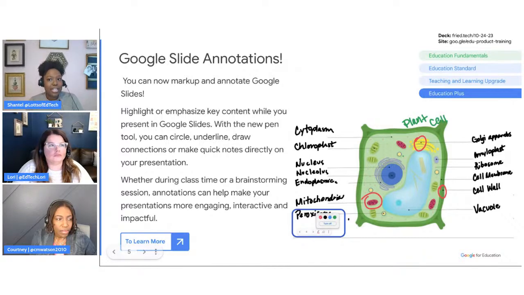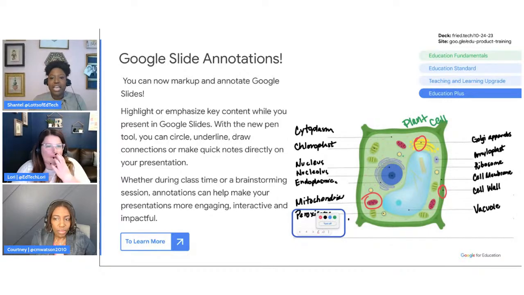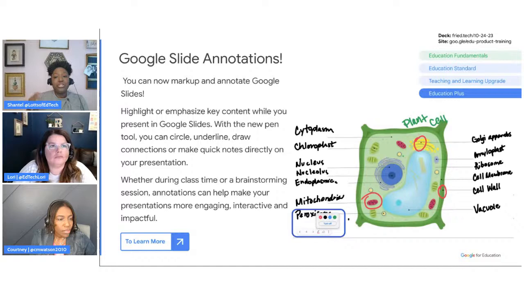Also new to Google Slides is annotations. You can now highlight or emphasize key content you present in Google Slides. With a new pen tool, you can circle, underline, draw connections, and make quick notes directly on your presentation, whether during class time or a brainstorming session, just like you saw us doing, right? Annotations can help make your presentations more engaging, interactive, and impactful.